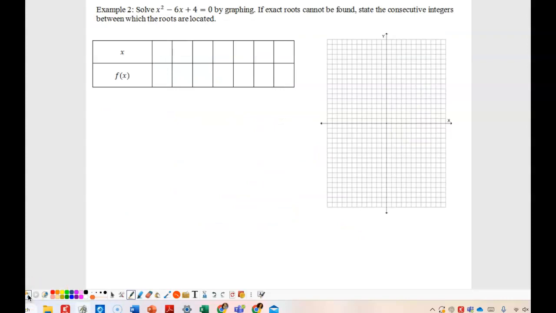So let's do one where we work everything out. You're given your function, x squared minus 6x plus 4 equals 0. Remember that all of these are reflexive, so that 0 could be on the left, and the x squared minus 6x plus 4 could be on the right. It doesn't change anything.